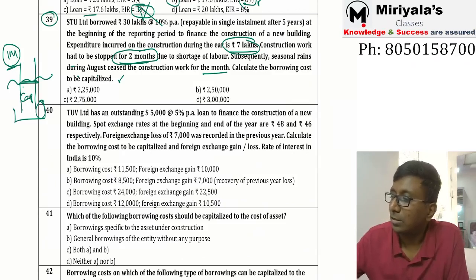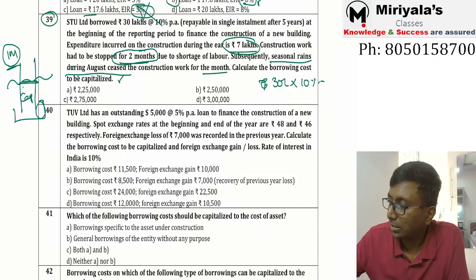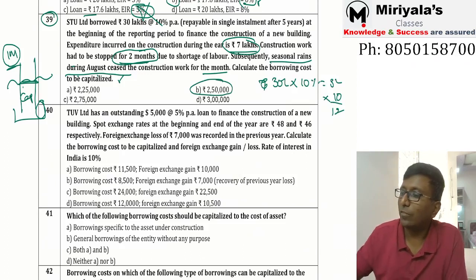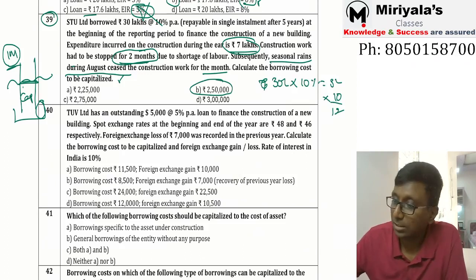Correct, here if I consider it as a seasonal rain, they only told that it is expected to occur. So then what are you supposed to do, my dear? 30 lakh into 10 percentage, that is equal to 3 lakh. 3 lakh into 10 divided by 12 is equal to 2 lakh 50,000, which should be my borrowing cost.